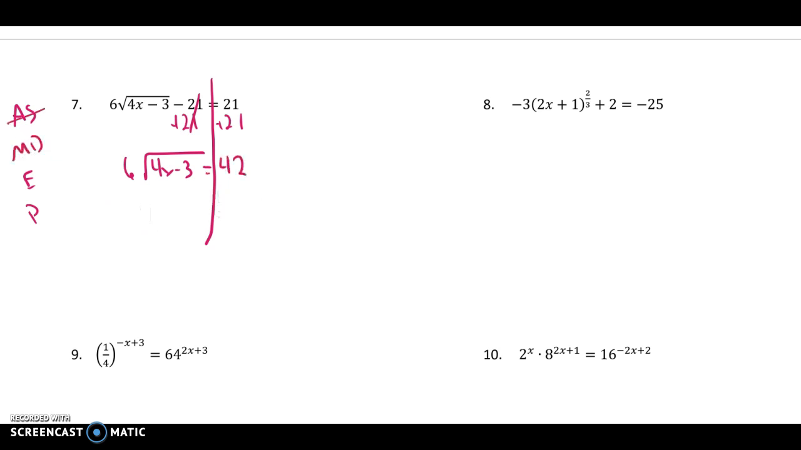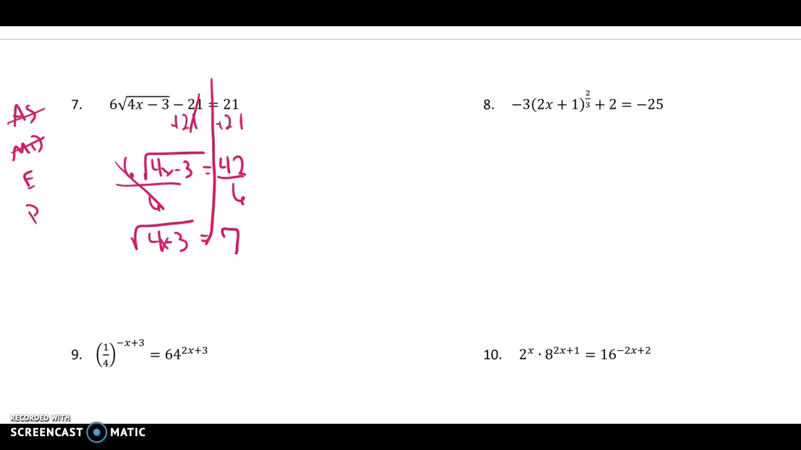And now I'm going to move the 6 because that's multiplying to that square root, so I'm going to divide by 6. Gone here, divide by 6. Whoops, I forgot my x here. And that gives me 7 over here.